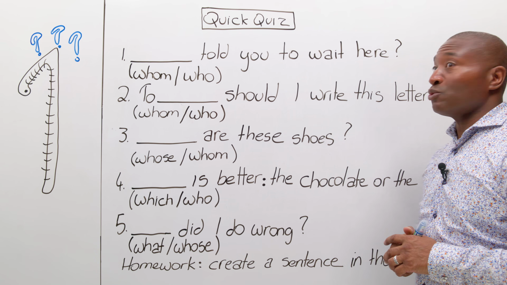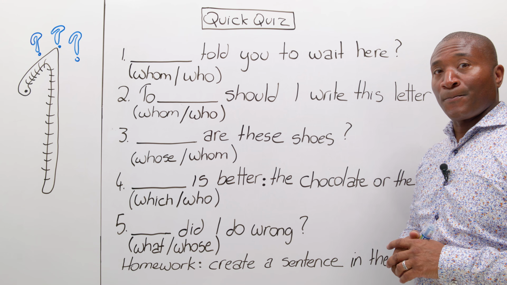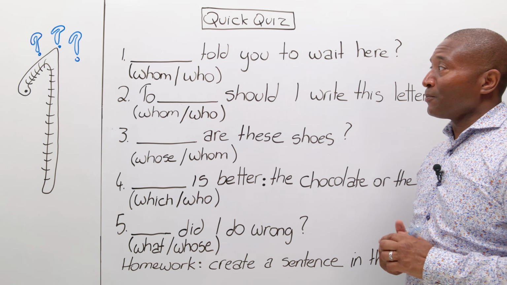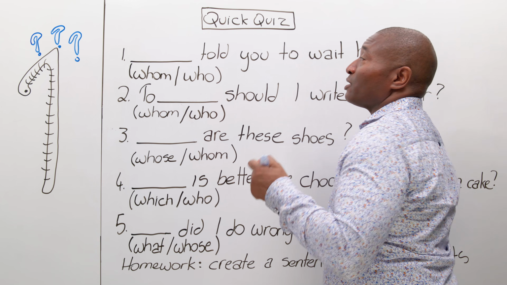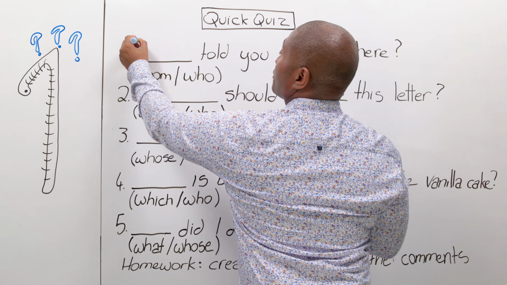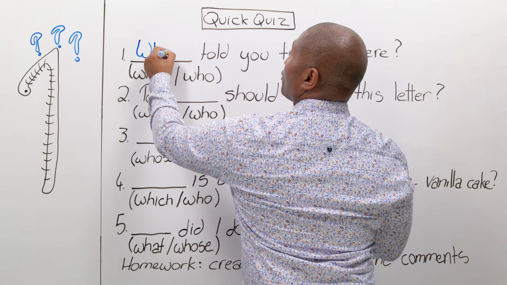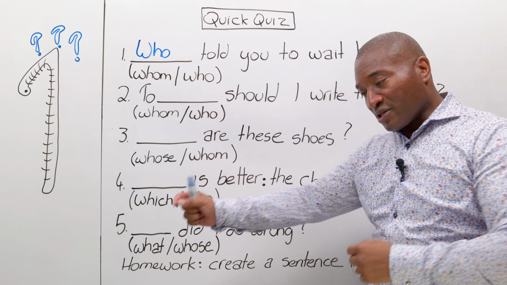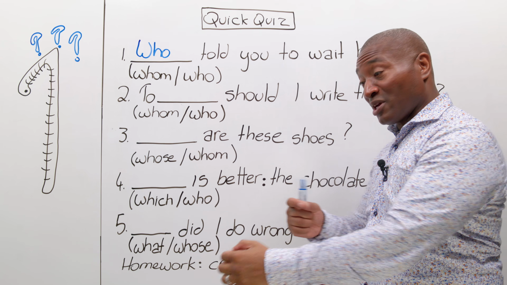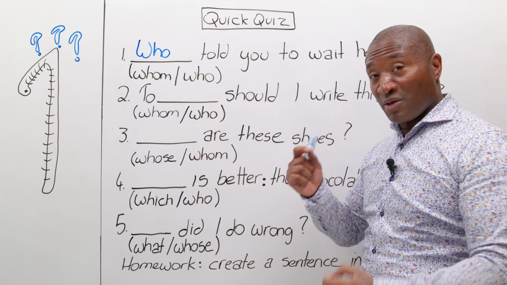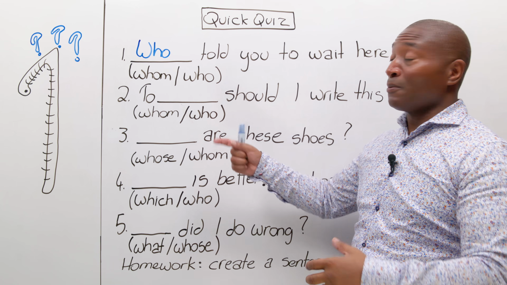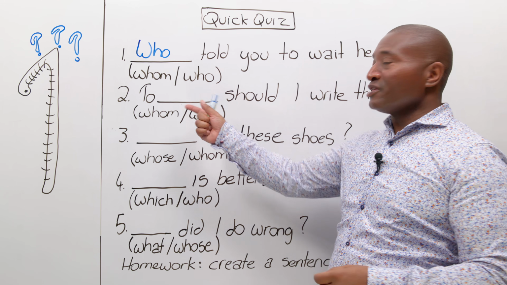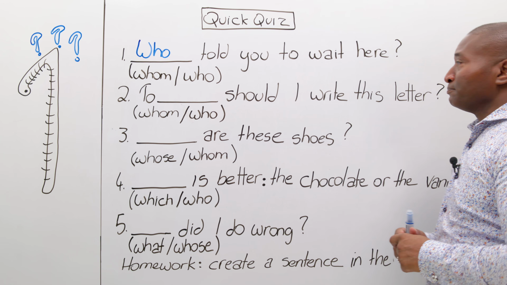Somebody told you to wait here. Okay, guess what? This is a subject, right? So we want to use "who" - who told you to wait here. So just going back to the lesson before, we said there was subject, object, and possessive. So we have to be careful, because even though we know this is about a person, we have to pick the right one. Let's look at the next sentence.